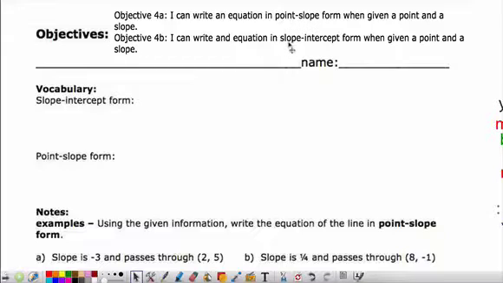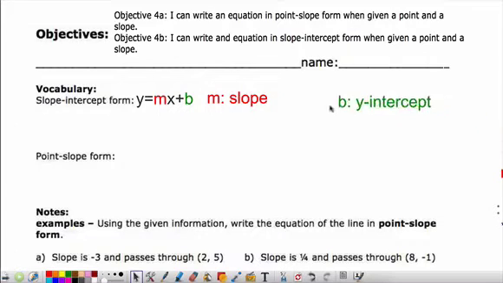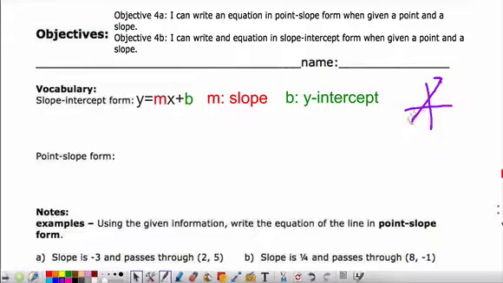And I can write an equation in slope-intercept form when given a point and a slope. Slope-intercept form is what we've been working with already. This is just y equals mx plus b, where the m is the slope, right in front of the x, and the b is our y-intercept, where it crosses the graph, right? So the y-intercept is, if we have a line, this is our y-intercept right there.